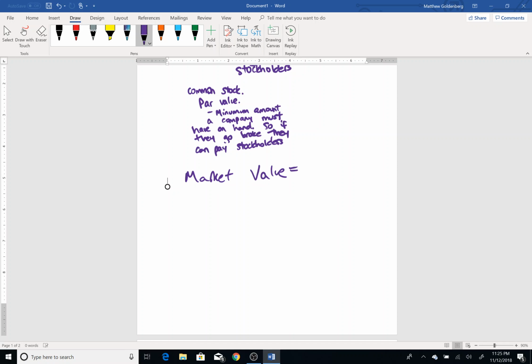is equal to APIC, the value above the common stock, what's left over after you take out the minimum from the market value, plus the minimum. Now, I think it's good for us to clear this out and give an example.